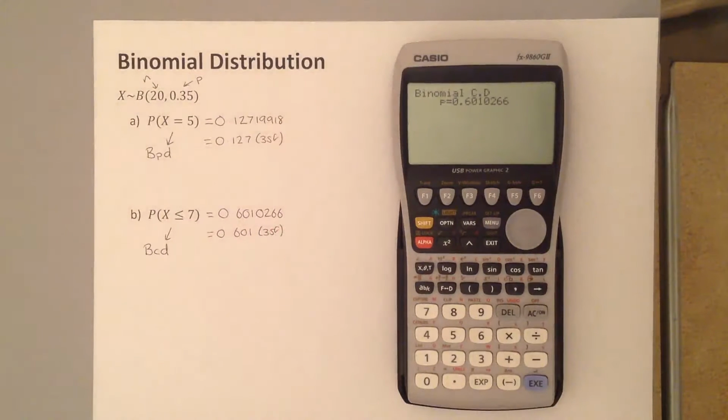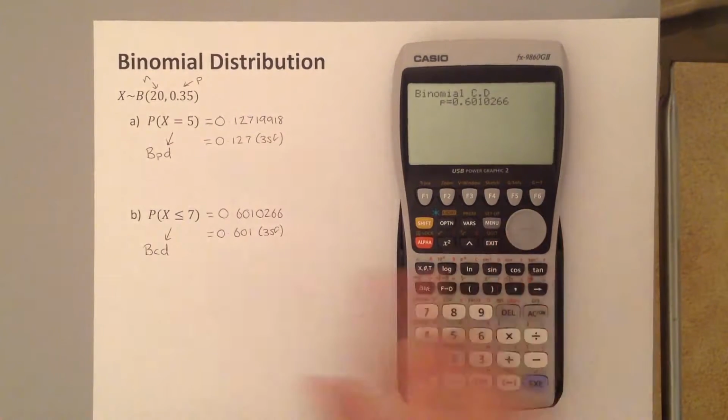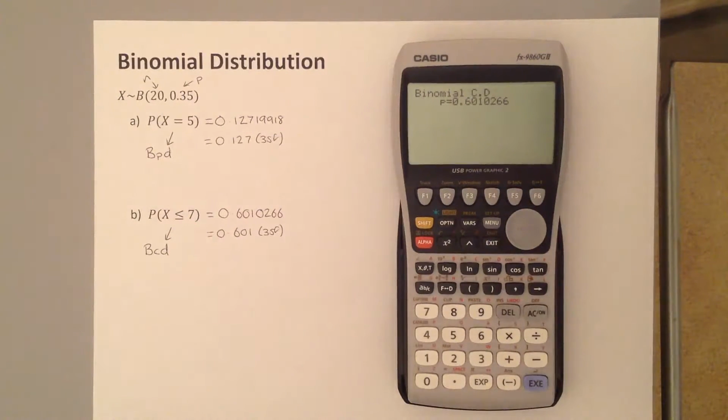Be careful when you're using it for inequalities. The BCD option only works for less than or equal to inequalities, so you may need to rearrange your inequality before you calculate the probability on this screen.